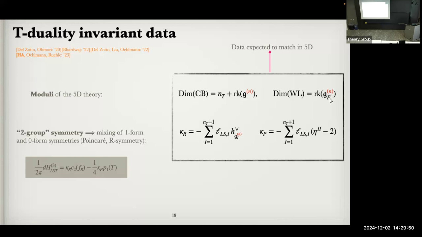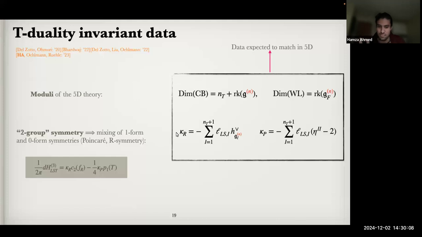Okay, now I see your point. So whatever I'm saying is on the tensor branch. So I'm not sure if all of this goes through once you go to the LST point.